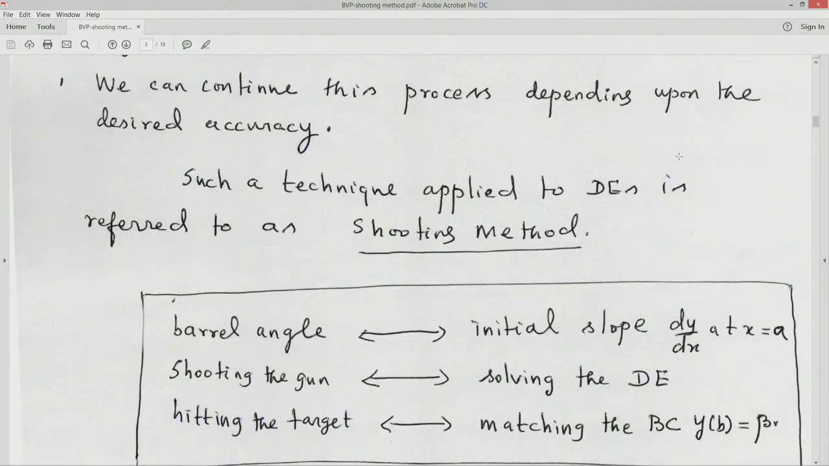So, the analogy that I have explained just now is displayed here. As I said earlier, the barrel angle corresponds to the initial slope dy by dx at x is equal to a, and shooting the gun corresponds to solving the differential equation. And finally, hitting the target corresponds to matching the boundary condition at the other end point x is equal to b, namely we want y at b to be equal to beta.